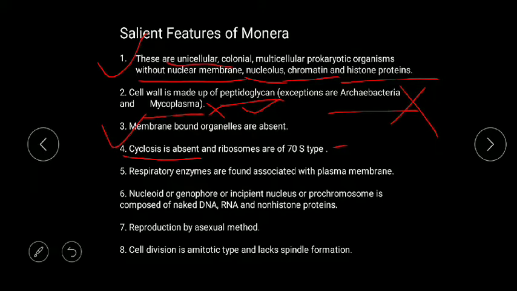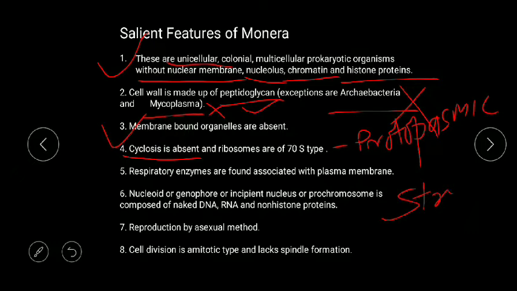Later, membrane-bound organelles are absent. Then you can see cyclosis is absent. Remember, students, cyclosis is nothing but protoplasmic streaming. So in this protoplasmic streaming, what is happening? Protoplasm is actually getting moved. This type of movement of protoplasm is known as cyclosis, and the ribosomes are of 70S type.